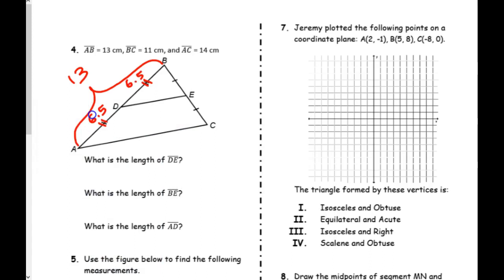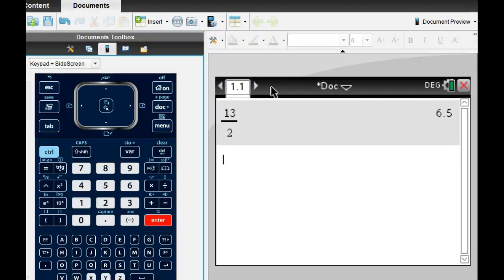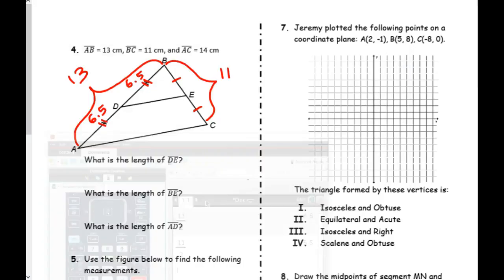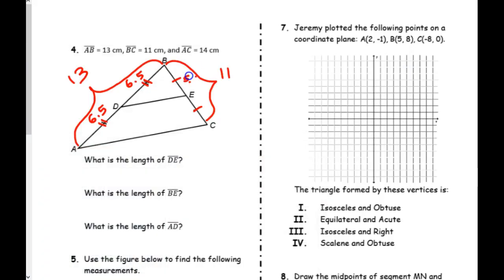All right, BC is 11. So that means BE and EC are the same. Again, 11 divided by 2. Control enter. 5.5 for each of these. AC is 14. Now remember, this is DE.